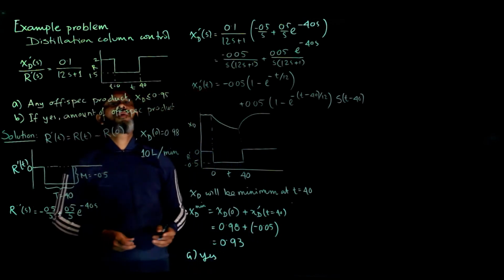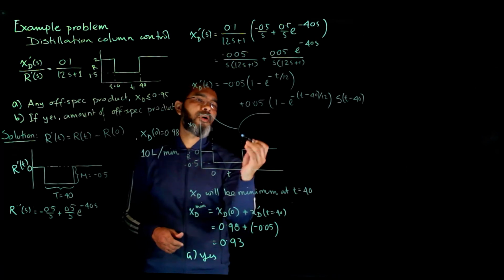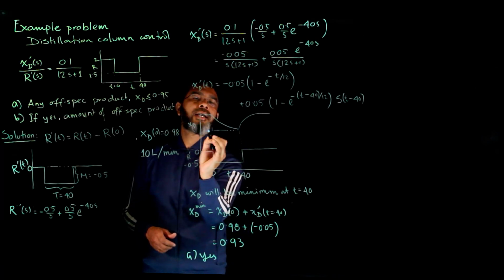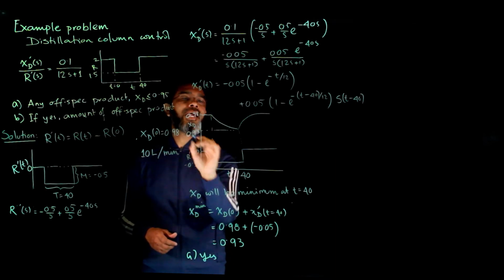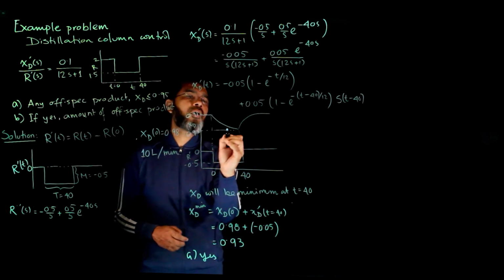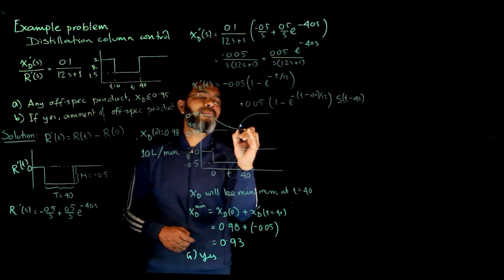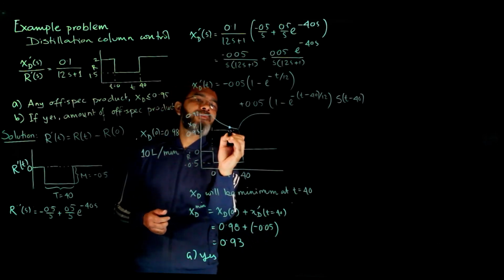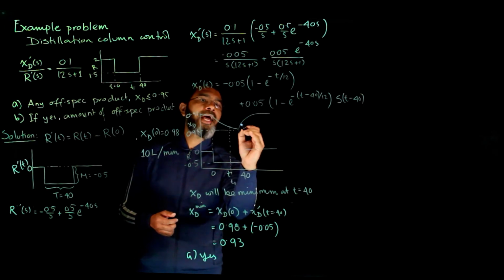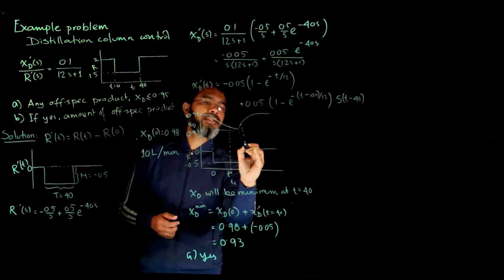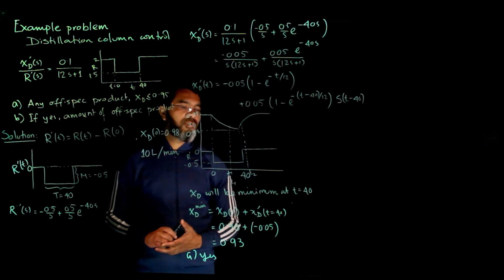So the answer to the first part is yes, there will be off-spec product. Okay, so if yes, what is the amount of off-spec product? Now for this case, let's try to figure out that it went to 0.93 at time t equals 40. So understand that it will go 0.95 at some time before t equals 40, and then it will come back at some point. Okay, so suppose you have this time to be this t1, and when it comes back, we denote that as t2.